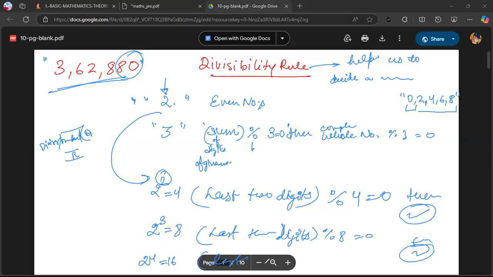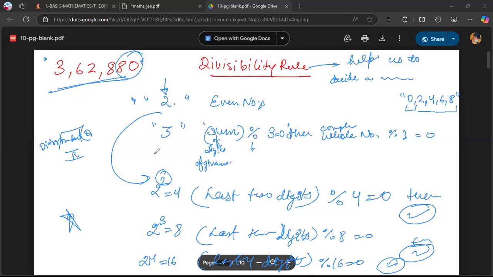Last four digits, if they are divisible by 16, then the whole number will also be divisible by 16. It's a note that you can write. I will also click a picture of my notes and send it in the WhatsApp group, so you need not worry about my handwriting while writing these notes. Just have to understand it here. I'll send the notes separately.